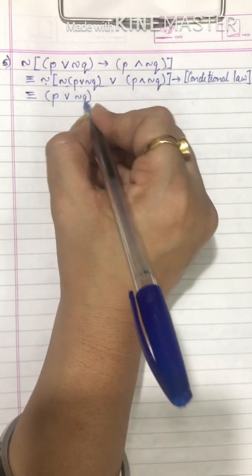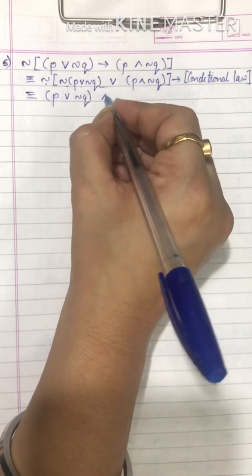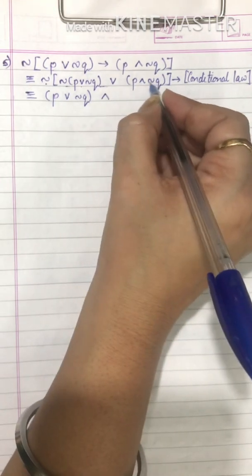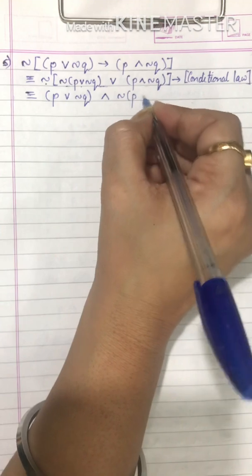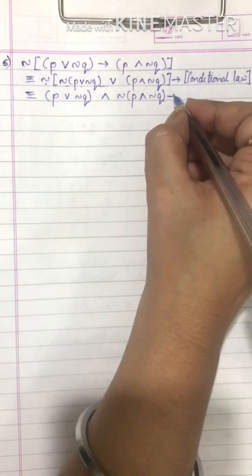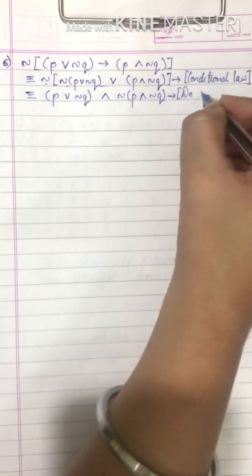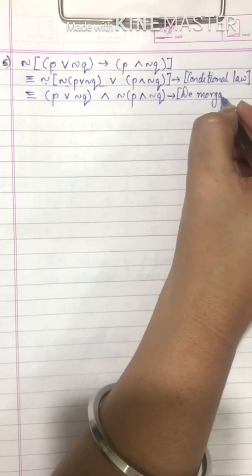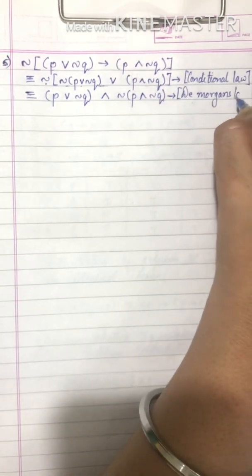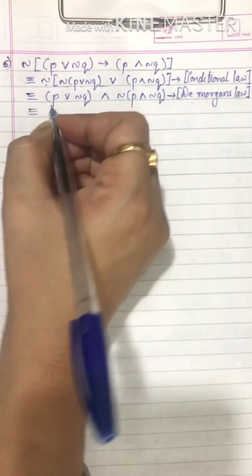So I get P or negation Q. This or will become and, negation of the second bracket, so negation P and negation Q. See, I said there is no need of learning any of the laws by heart. Just take down the sums and keep on solving them again and again. The different types of laws and their usage will automatically fit into your mind.